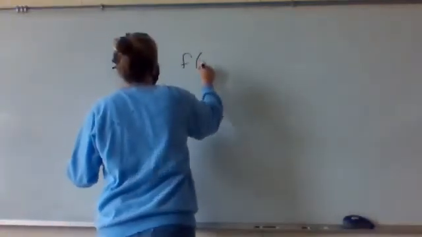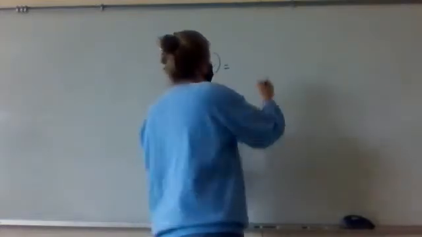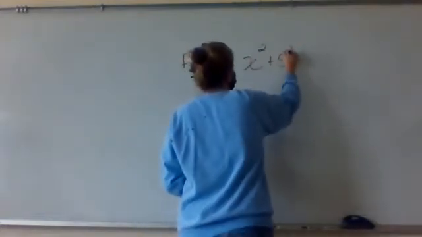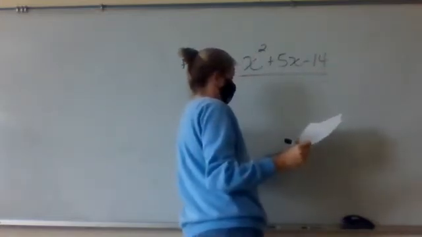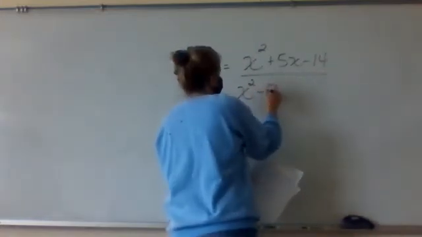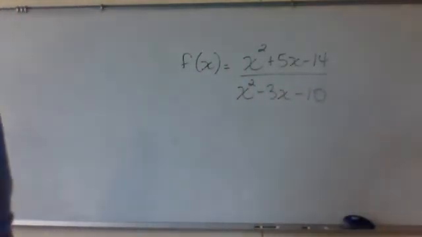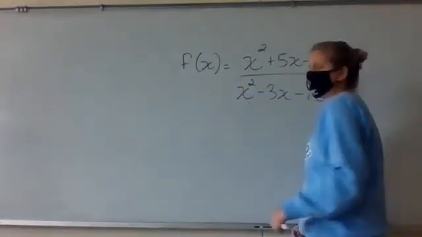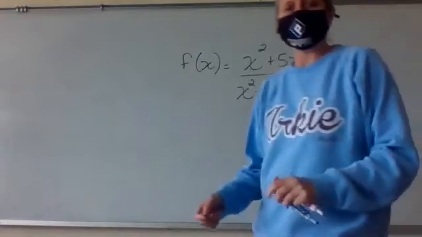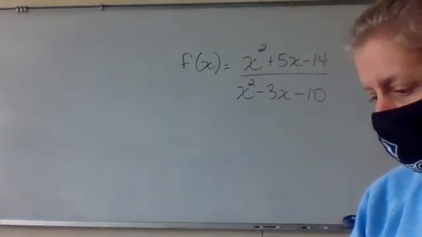All right, number 9. F of x equals x squared plus 5x minus 14 over x squared minus 3x minus 10. So the good news about this is this is a quad, right? It's x squared, which means I can find the zeros in my quad program. So let's do that on this one, just to show you how much simpler it is.